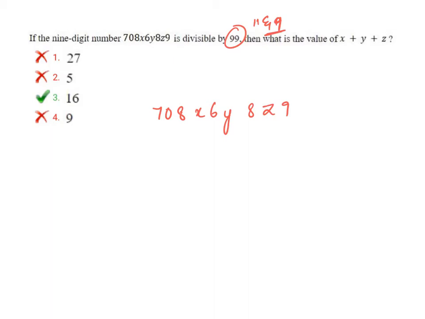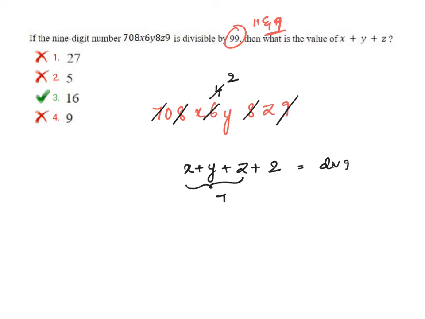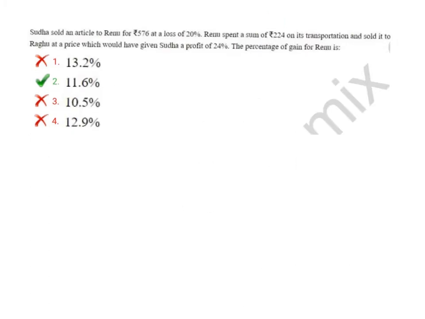So wherever you get 9, you cancel it. 8 and 1 is 9. So 8 and 1 is 9. So 2 you take out, remaining is 4. So 7 plus 2. Therefore, x plus y plus 9, z plus 2 should be divisible by 9. So this should be 7, or else this should be 7 plus 9, 16. So from the given options, anyway 7 is not there, so 16 is there. Remaining will not satisfy this condition. So the only option which satisfies the condition is 16.